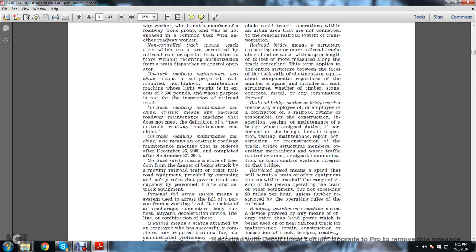On-track roadway maintenance machine, new, means an on-track roadway maintenance machine that is ordered after December 26, 2013, or completed after September 27, 2014.